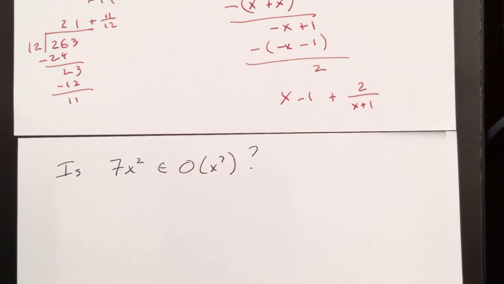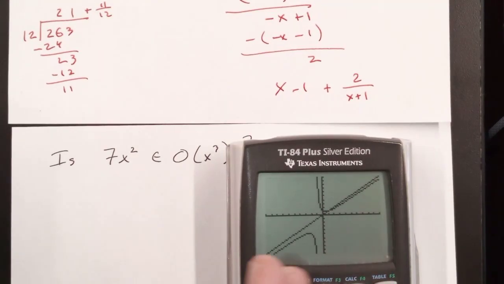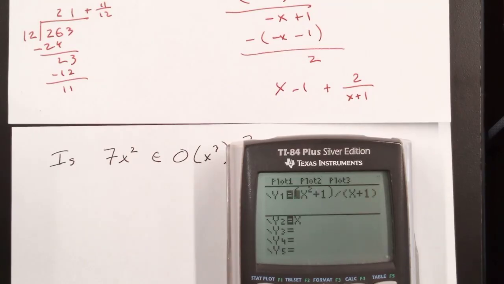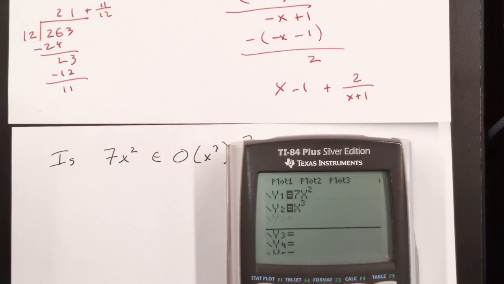Let me think about the graph again, because that's really my intuition here: the graphs got related. 7x squared versus x to the third. Although it might be 2x cubed, it might be 3x cubed, might be 0.7x cubed, I don't know. But it's an x cubed. So let's compare these.